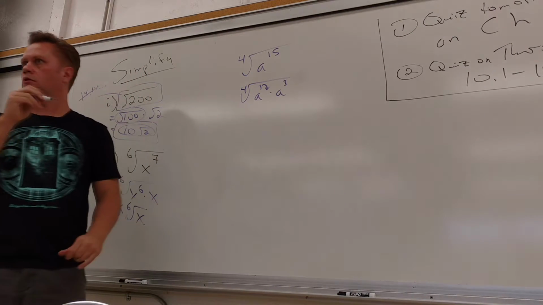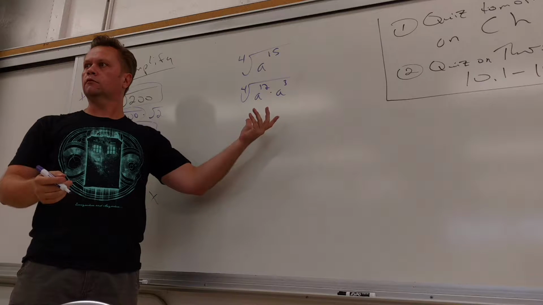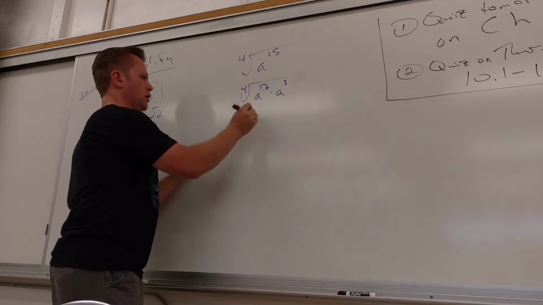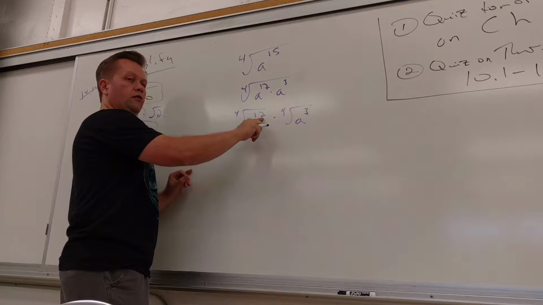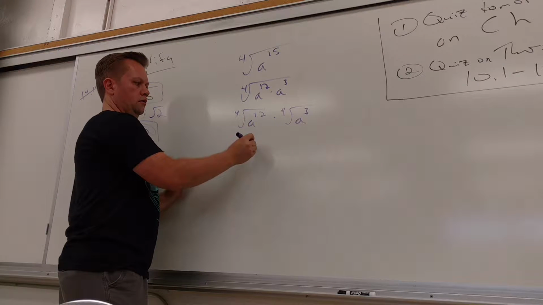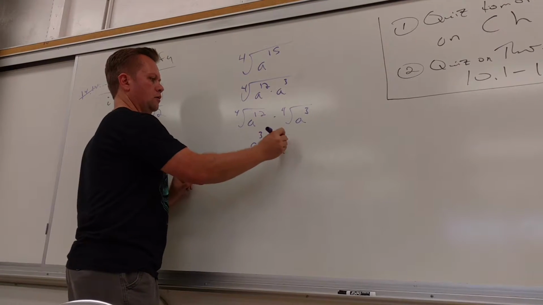Right? It's the same thing. How many a's inside? 15. The 4th root of a^12 times the 4th root of a^3. What's the 4th root of a^12? And what's the 4th root of a^3? I don't know.